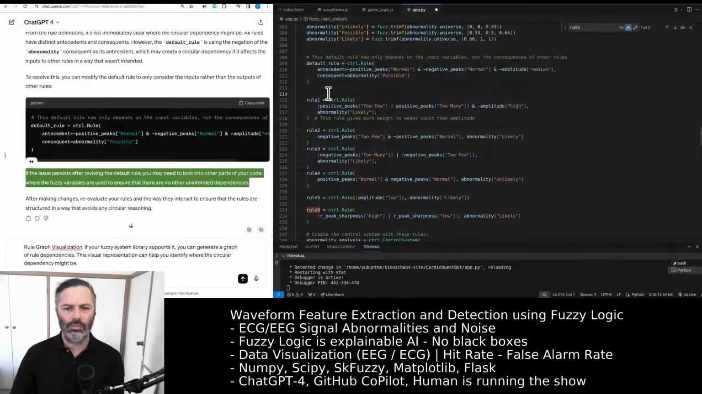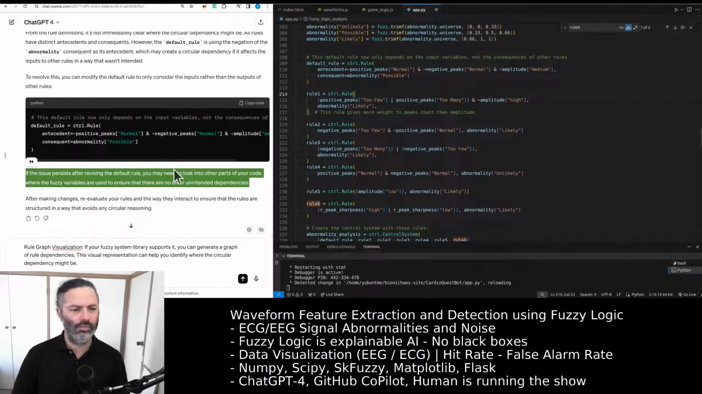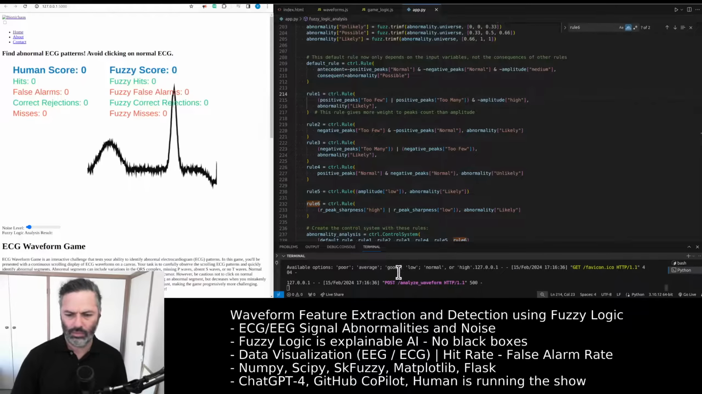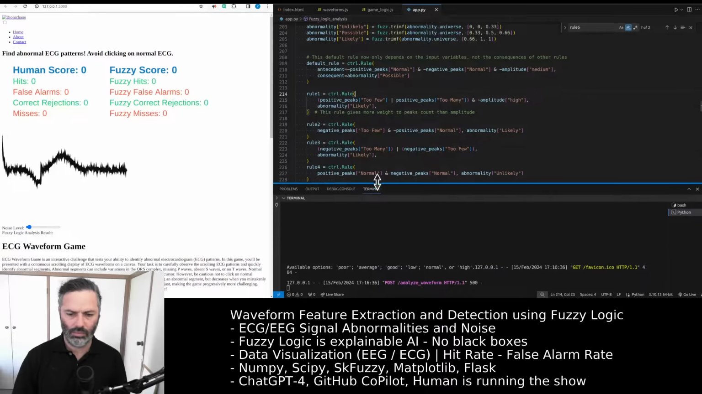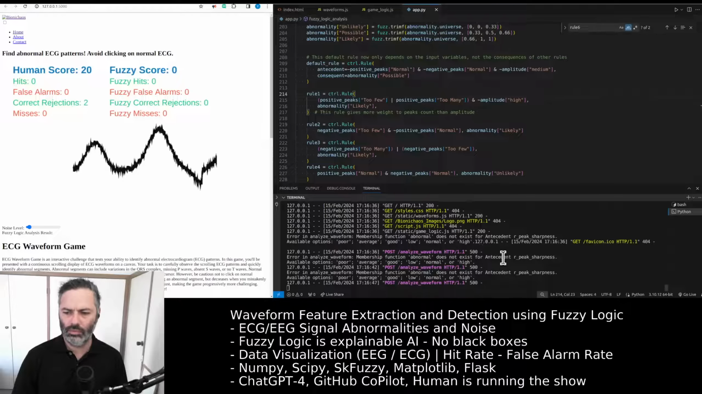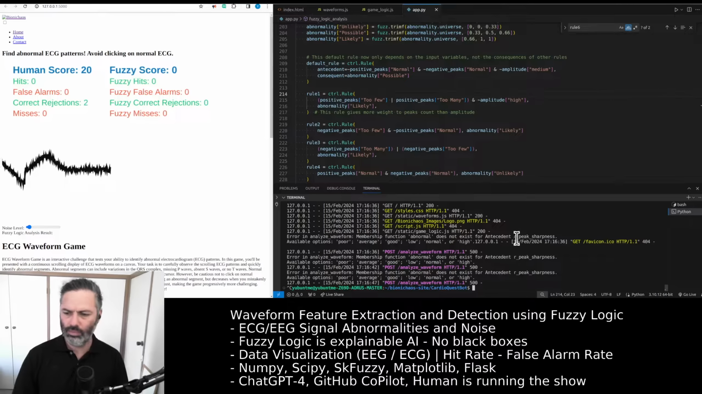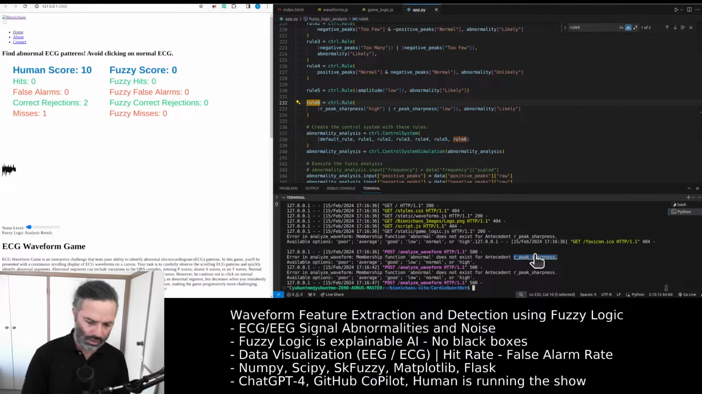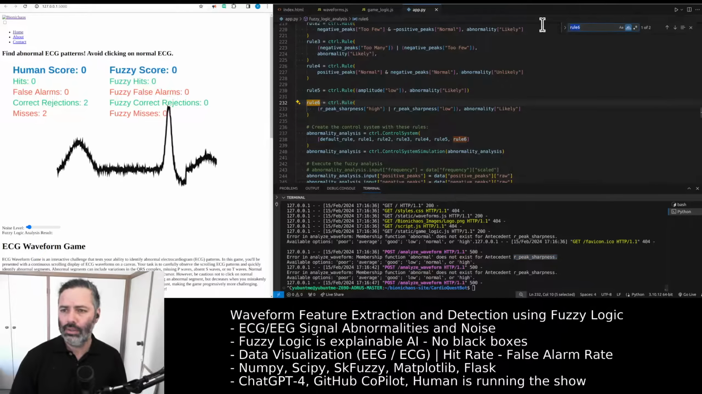If the issue persists after revising the default rule, you may need to look into other parts of your code where the fuzzy variables are used to ensure that there are no other unintended dependencies. Big sharpness.